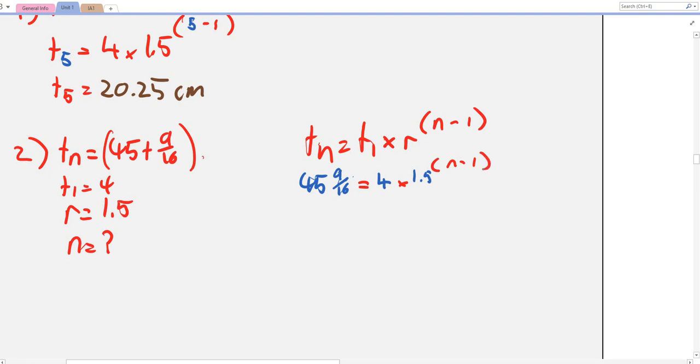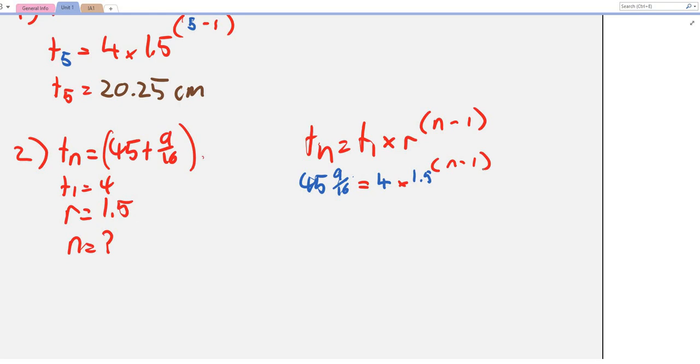Now, what is the issue with solving this one, guys? Well, n is tucked away in the power. So there is an issue with solving this with the maths we know now. In this unit, I will teach you how to use logarithms, but I'm not teaching you that today. So we're not going to be able to solve this by hand, but luckily, our calculators are really good at solving for things like this.